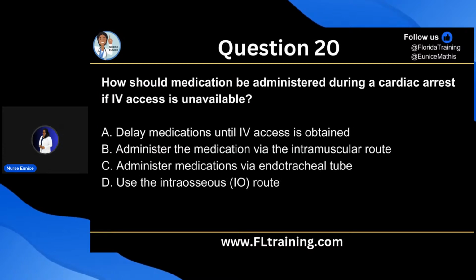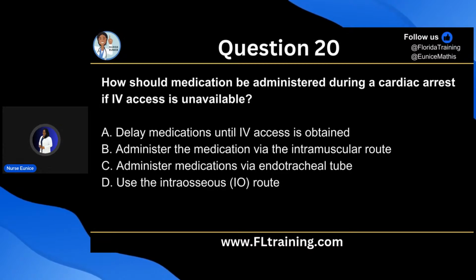Question number 20. How should medication be administered during a cardiac arrest if IV access is unavailable? Is it A, delay medications until IV access is obtained? B, administer the medication via the intramuscular route? C, administer medications via endotracheal tube? Or D, use the intraosseous, the IO route?